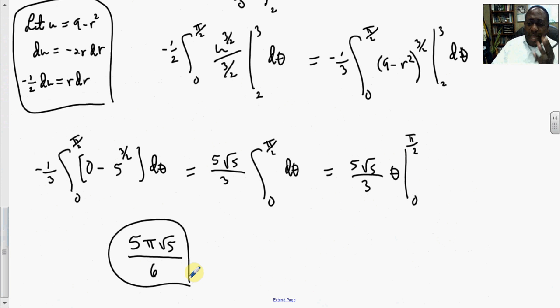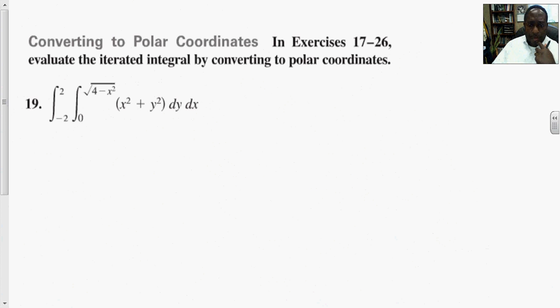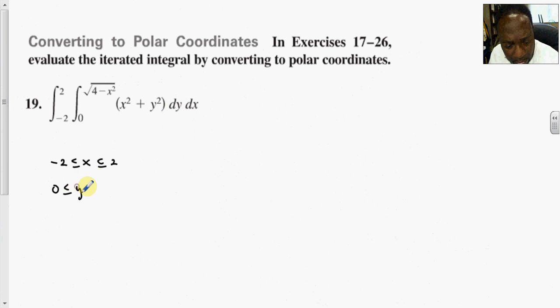Let's look at some more. In the next couple of problems, the way they're set up is that we have to actually do the conversion ourselves. So here, evaluate the iterated integral by converting to polar coordinates. All right, so let's see what we have. It tells us that the x is bounded below and above by -2 and 2. And the y is bounded below and above here. So 0 less than or equal to y less than or equal to the square root of 4 minus x squared.